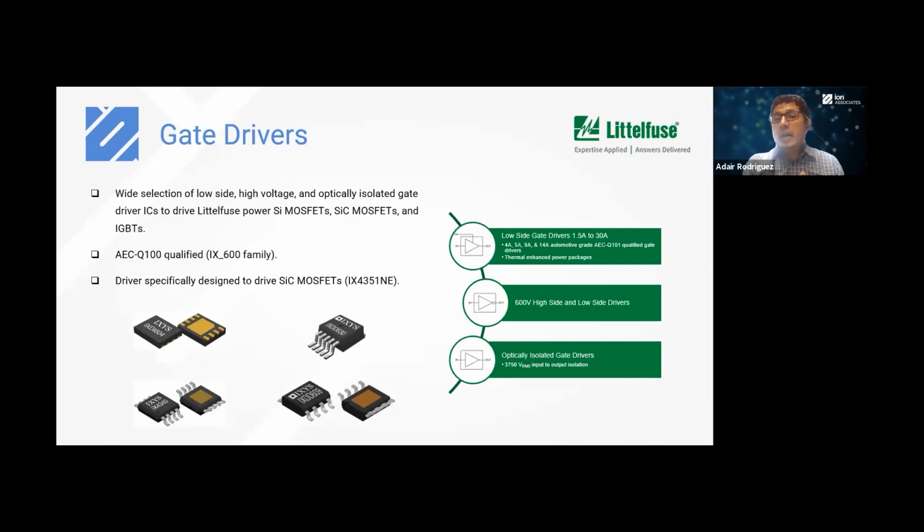When we talk about IGBTs or MOSFETs, we need to consider the gate drivers for these technologies. So for these technologies, Littelfuse can help us with some recommended products, depending, of course, on the requirements of the application.